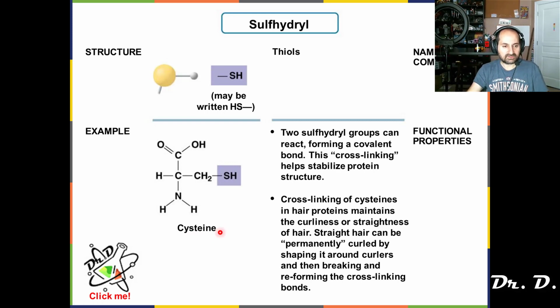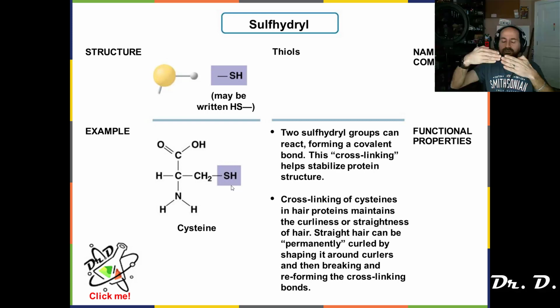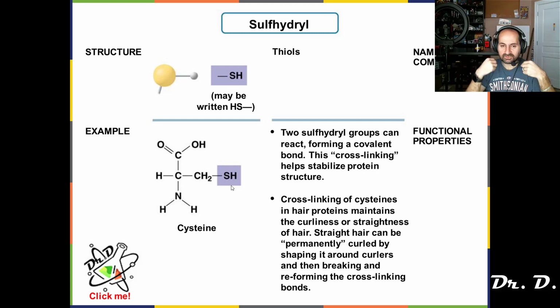Cysteine here, you see this cysteine is an amino acid in your body. People with straight hair have fewer cysteine amino acids in their hair protein. So those sulfhydryl groups don't form bonds to one another and their hair remains straight.